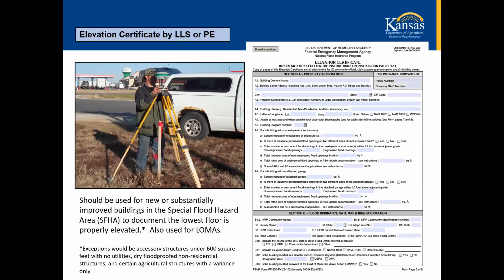So I did just do a whole series on elevation certificates, but basically this is the form that is used for verifying compliance with your ordinance based on these different structural characteristics. So these are for new or substantially improved structures to document the lowest floor and making sure there's adequate flood openings and that the machinery and equipment is elevated properly and that kind of thing.